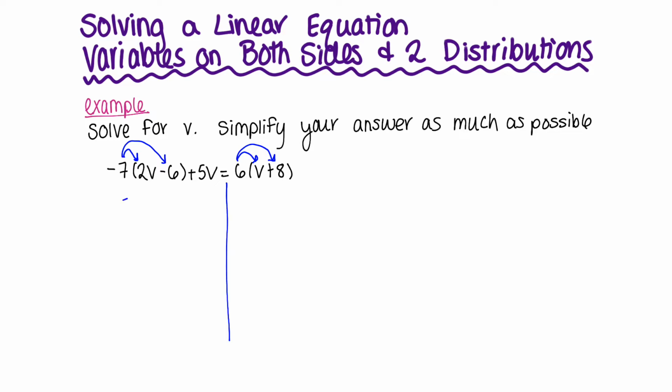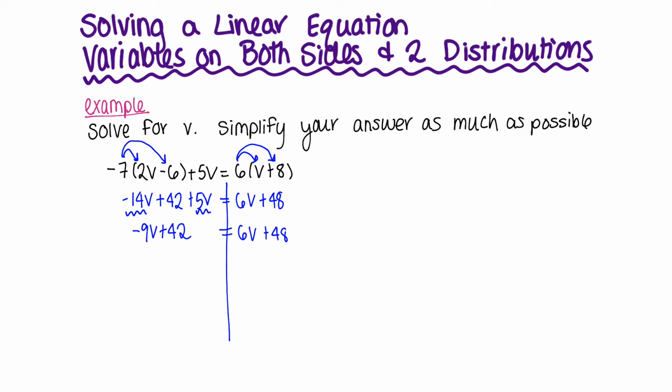Negative 7 times 2v is negative 14v. Negative 7 times negative 6 will be a positive 42. Then this plus 5v will just come straight down, as well as the equal. 6 times v is 6v, and 6 times 8 will be 48. From here, I'm looking to see if there are any like terms that I can combine, and there are on the left-hand side. So negative 14v plus 5v. Negative 14 plus 5 will be negative 9. So I'm going to write negative 9v plus 42 is equal to, and then I'll drop down the 6v plus 48.